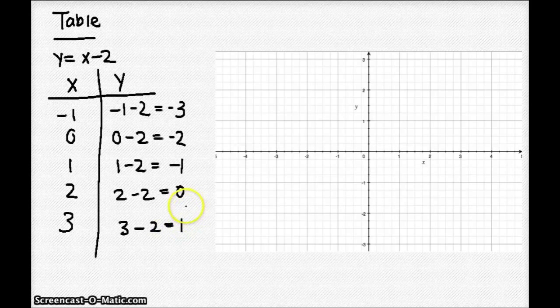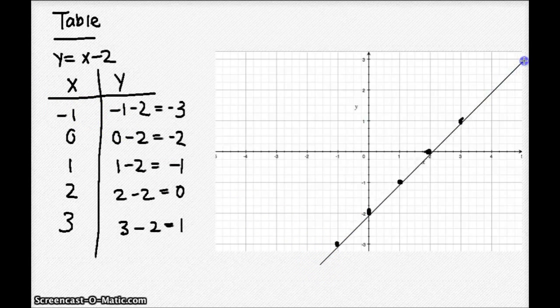So then you're just going to plug these values into this graph. So first we're going to plot -1 comma -3, then 0 comma -2, 1 comma -1, 2 comma 0, and 3 comma 1. And then you're just going to connect these points with a line like this, and there you have your graph.